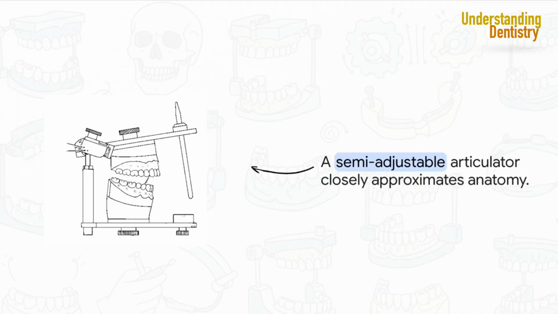Stepping up a tier, we find the semi-adjustable articulator. Because of its larger, more anatomically correct size, it gives us a much closer approximation of the tooth closure arc. It also lets you set the condylar inclination and accounts for the angle of Bennett, which is that natural lateral shift of the mandible during side-to-side jaw movements. For most dental practices, this is your absolute workhorse.